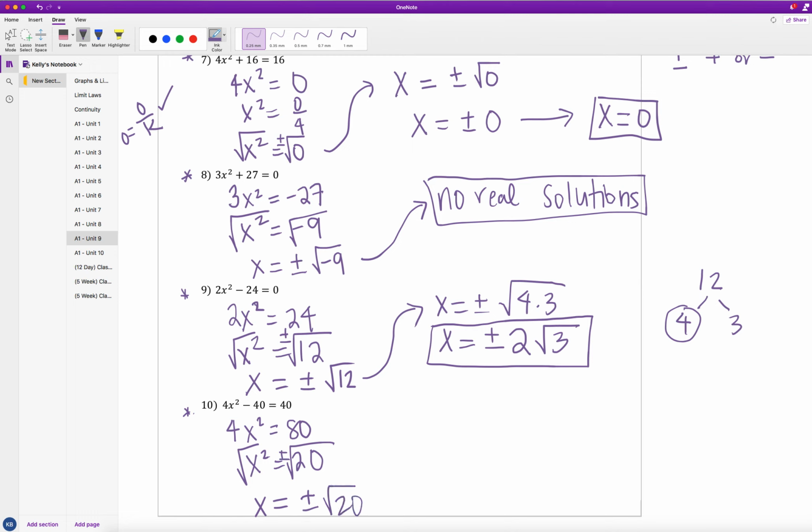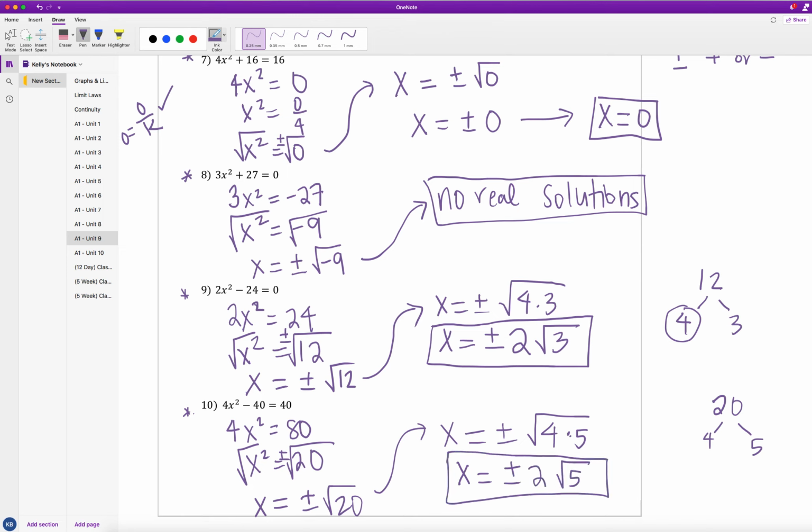Now, similar to 9, the square root of 20 is not a perfect square, but there are perfect squares inside of it. So 20 factors as 4 times 5, and so I can rewrite this as x equals plus or minus the square root of 4 times 5. Since 4 is a perfect square and the square root of 4 is equal to 2, then we end up with plus or minus 2 square root of 5. That will be our final answer for example 10.